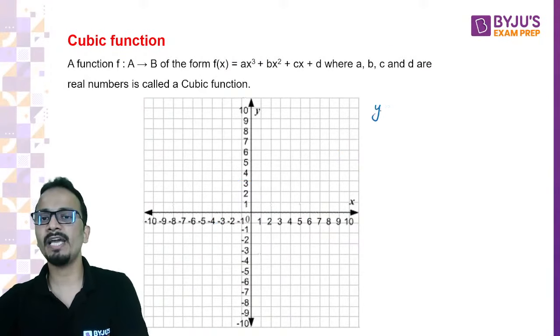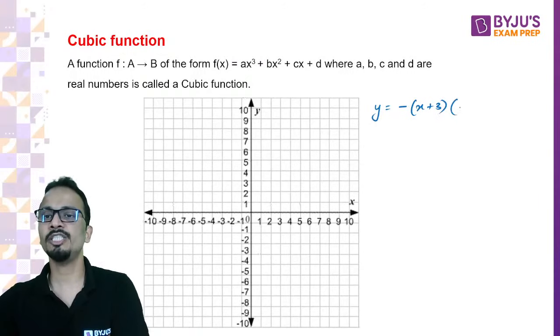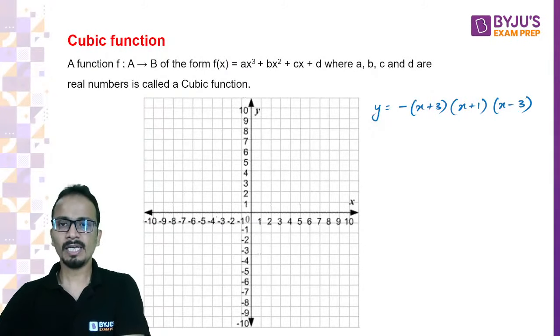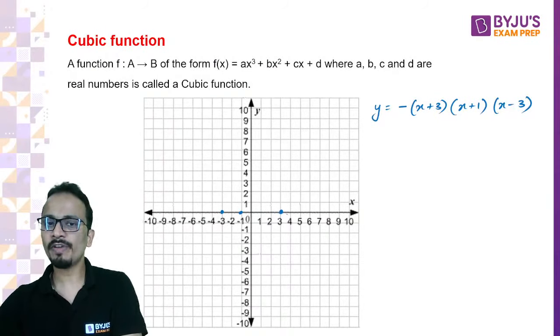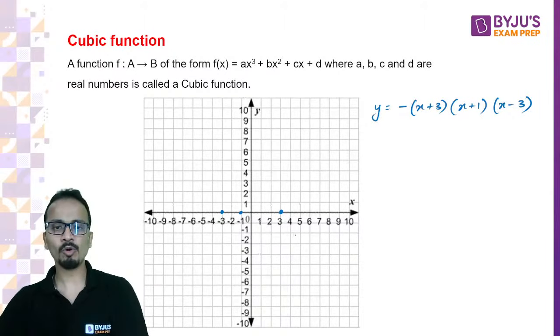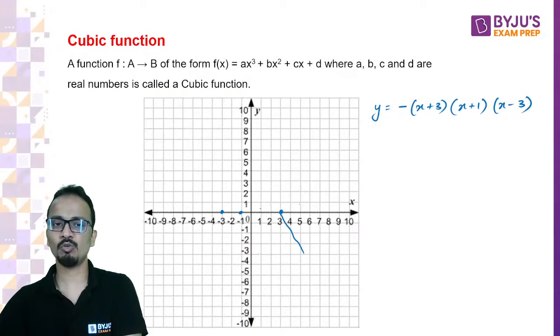So let's say y is equal to minus (x plus 3)(x plus 1)(x minus 3). Now the roots of this cubic expression will be minus 3, minus 1 and plus 3. Since the value of a is negative, from the rightmost side it will start with a negative value. So it will start from below the x-axis, going downwards.